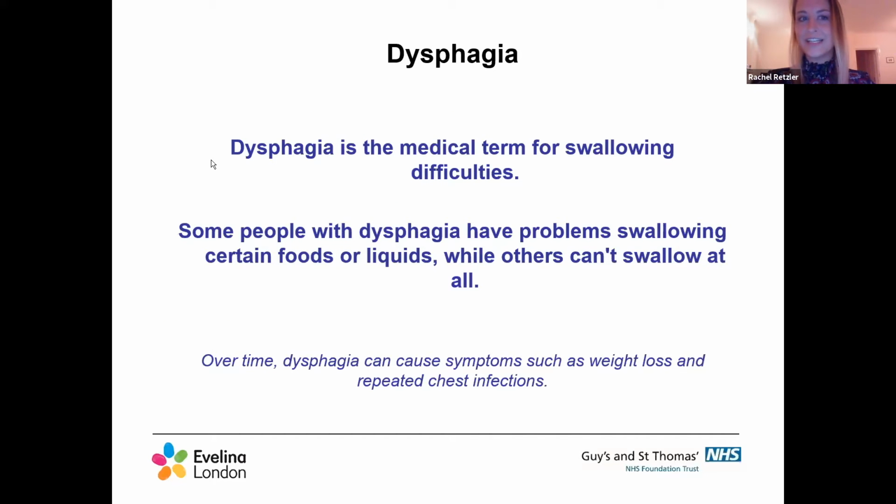What is dysphagia? Dysphagia is the medical term for swallowing difficulties. Some people with dysphagia have problems swallowing certain foods or liquids, while others can't swallow at all. Over time, dysphagia can cause symptoms such as weight loss and repeated chest infections.